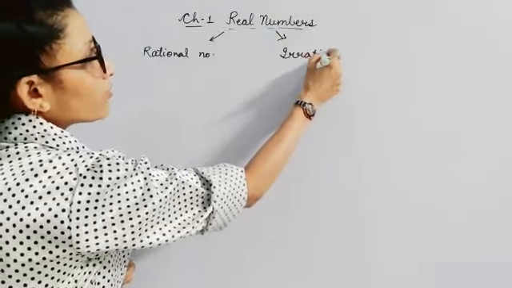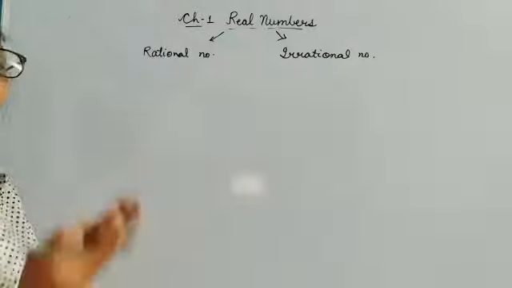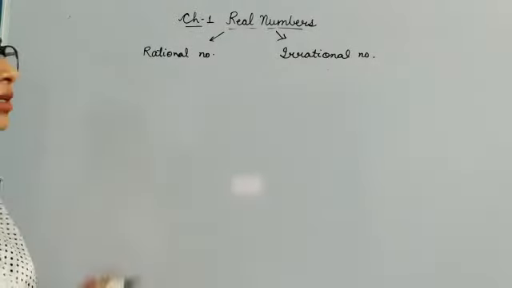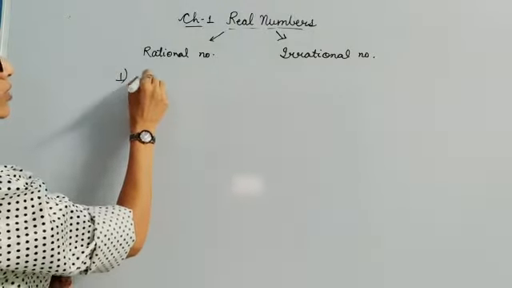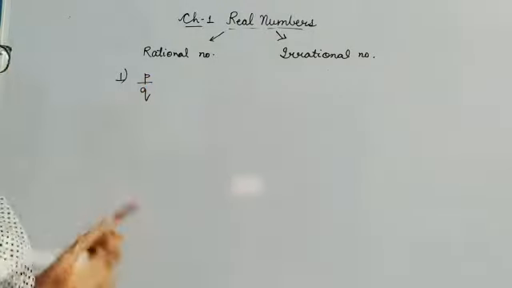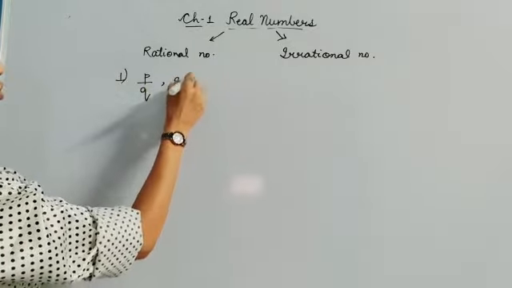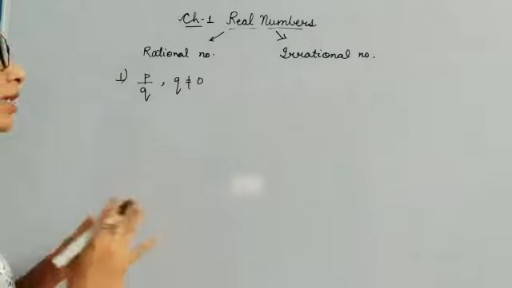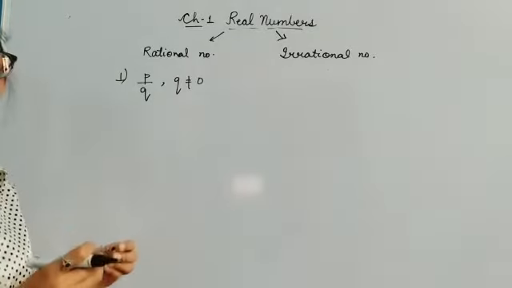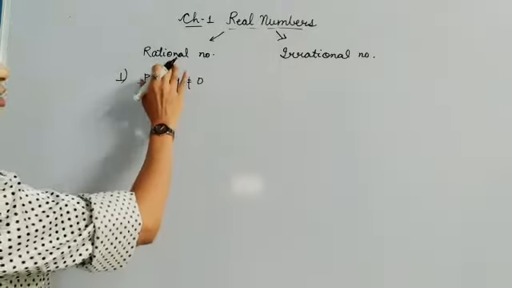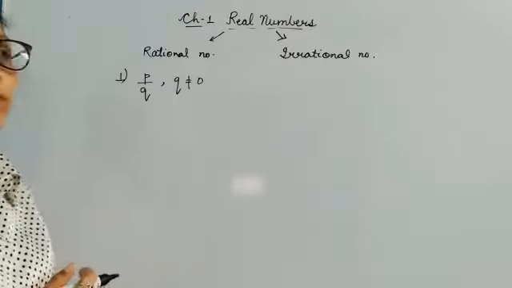Children, you have come across these two words in class 9. So let's recall the definition of rational numbers. You have read it: if your number is expressed in the form p by q, where q should not be equal to 0, then it is a rational number. Children, even numbers, prime numbers, composite numbers, integers, all of them come under the heading rational numbers.